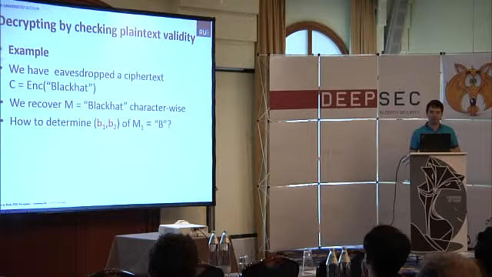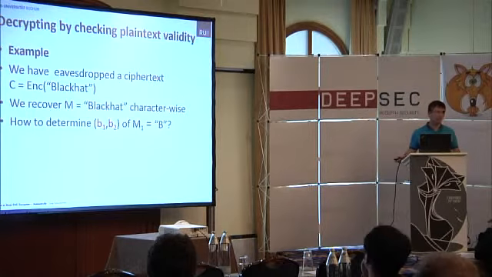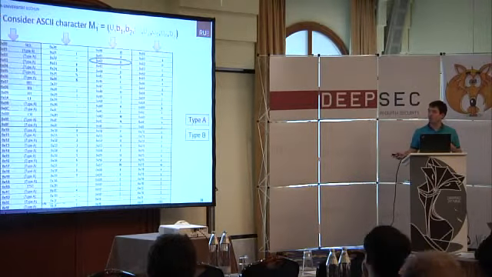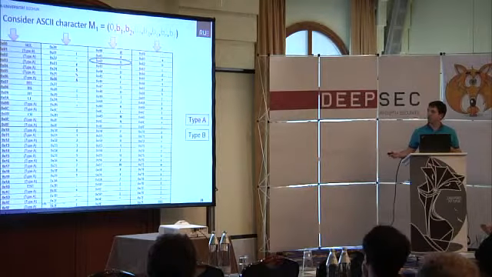So let me give you an example. We have eavesdropped a ciphertext, which contains some encrypted black hat, and we want to decrypt or determine bits 1 and 2 of the first character. So we want to find out bits 1 and 2 of the character B. We do not know as an attacker that there is a B included, but we want to decrypt these 2 bits. So we are here on this position, in this third column.